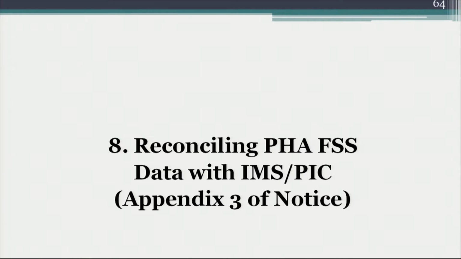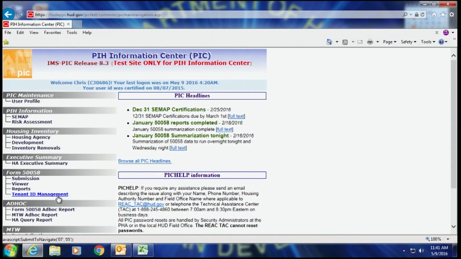We're going to continue now with actually showing how to reconcile some of the PHA's FSS data with the data submitted in IMS PIC. One capability that PIC has is a report generator called the Form 50058 ad hoc report that I'm showing here in the yellow. If you don't have access to this, you should talk to your PHA system coordinator.